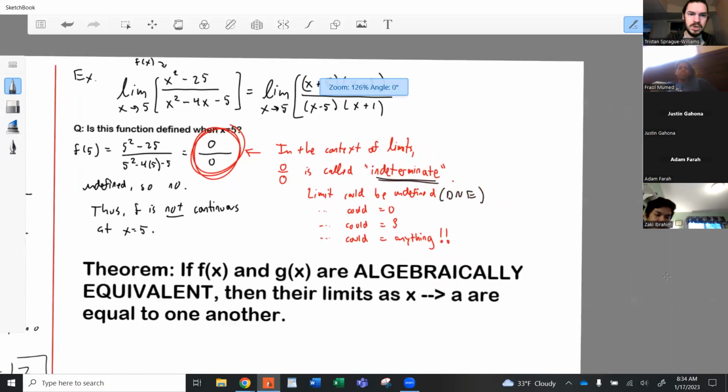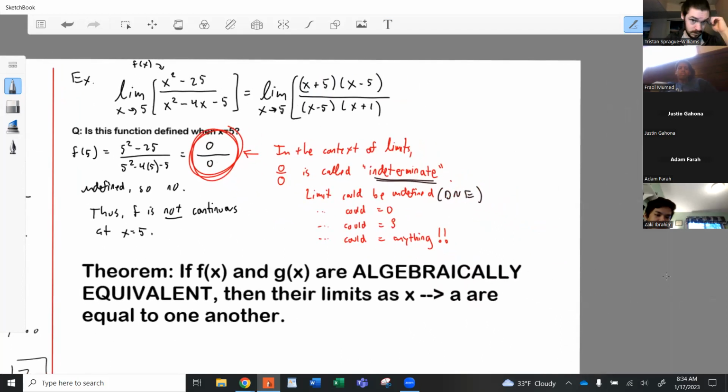I'll zoom out again. There we go. So that was what I wrote down there. The theorem down there is basically justifying the equals sign. This theorem is justification for the fact that these two limits are equal to each other, because this is algebraically equivalent to this.